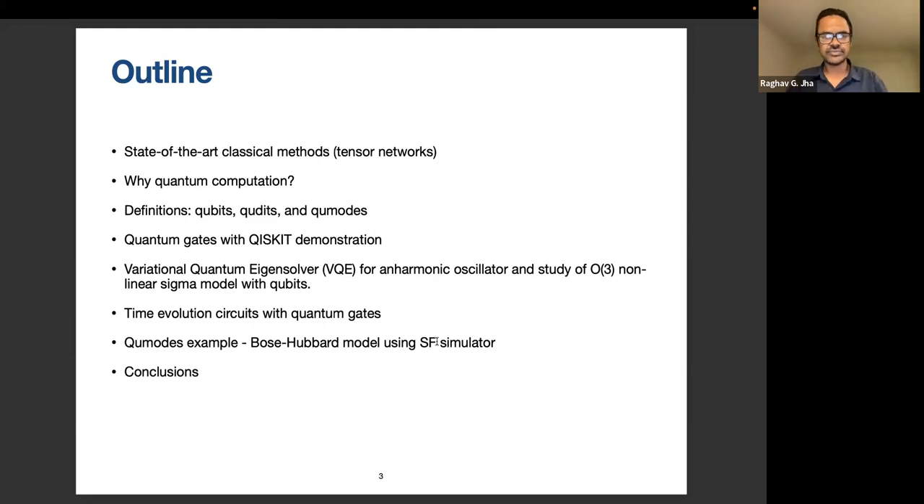So as Qiskit is a qubit simulator, Strawberry Fields is a photonic simulator in the sense that we deal with quantum harmonic oscillators, and those are what q-modes are basically. So it's sort of analog quantum computation, and Qiskit is like a digital version of that. And I'll then conclude and give some conclusions.